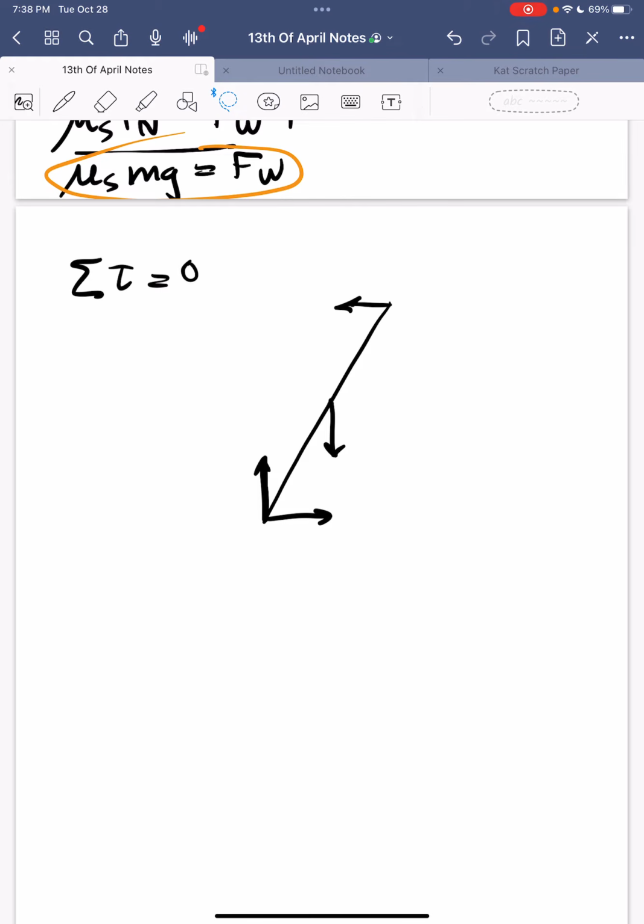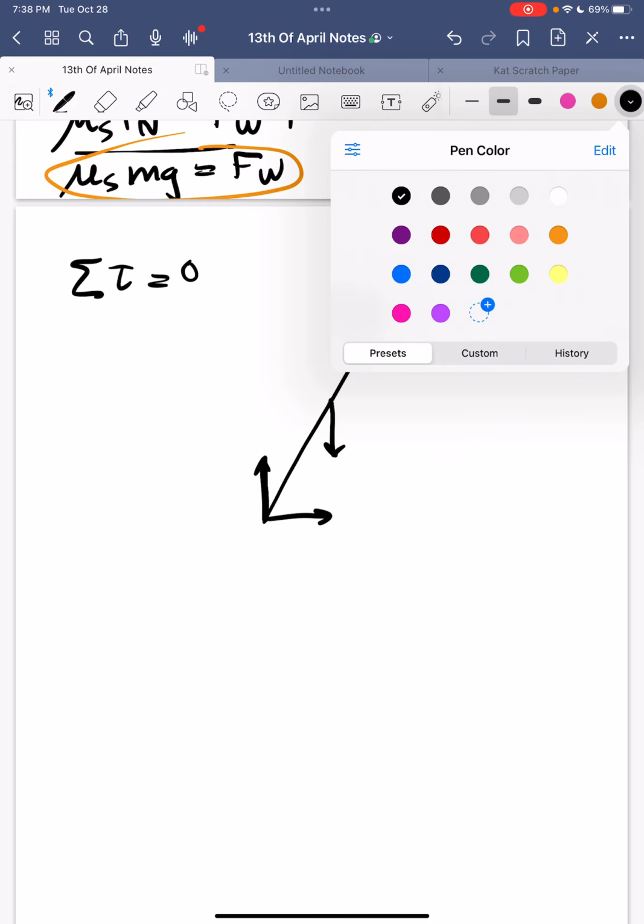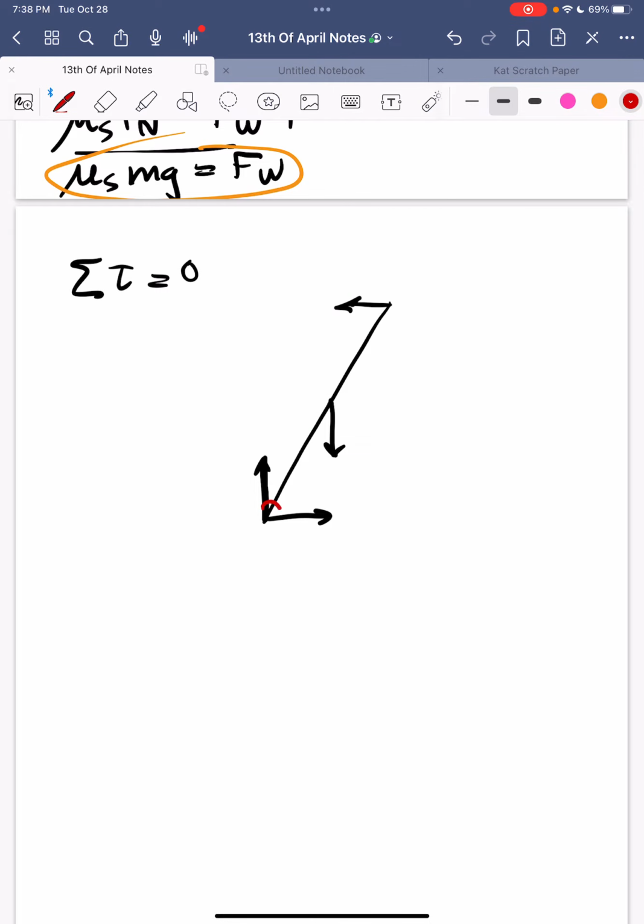So if I pick the point to sum the torques over right here, then I don't need to fit into my equation the normal force or the force of friction. That's going to be a plus, okay? So I'm going to try to pick that.